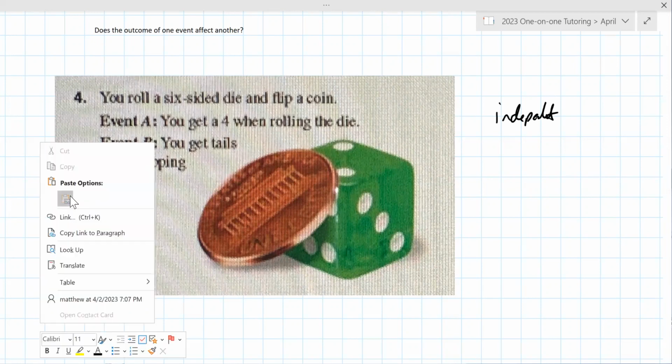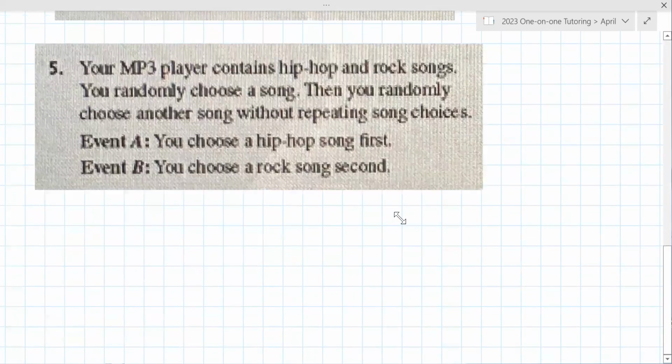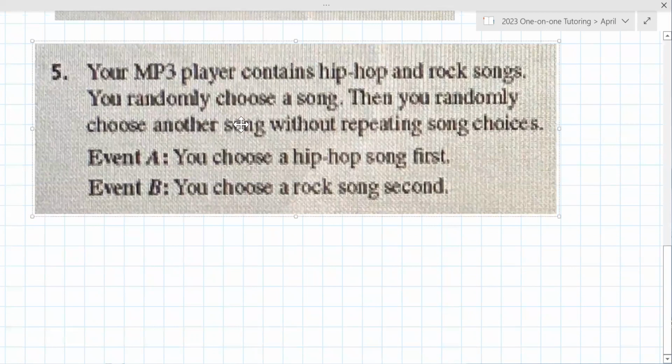And so this next question I think is a little outdated here, because we know that when you do a Spotify list or you listen to something on there, it sort of plays into what you like or don't like. So you can't think about this problem this way. You have to think about it as if you randomly choose a song and then you randomly choose another song without repeating song choices. So that's important.